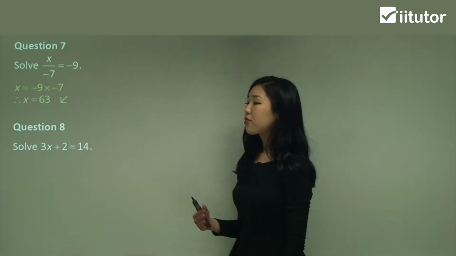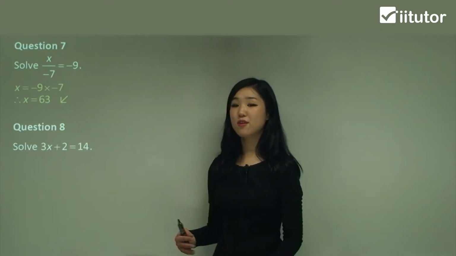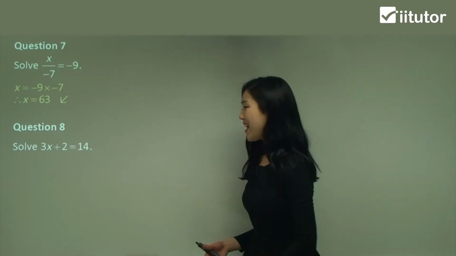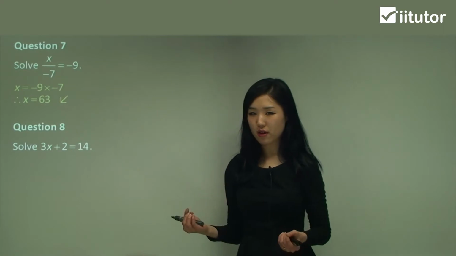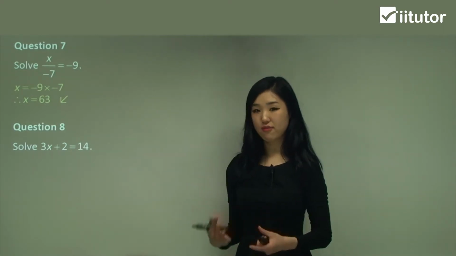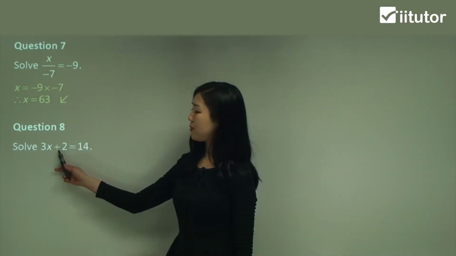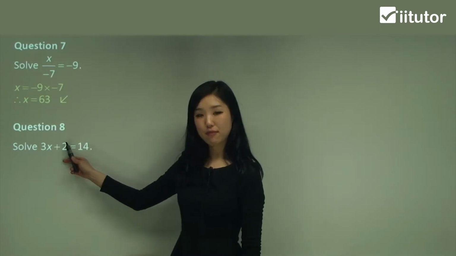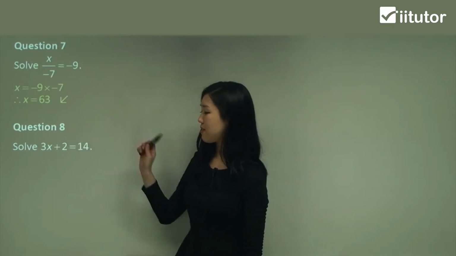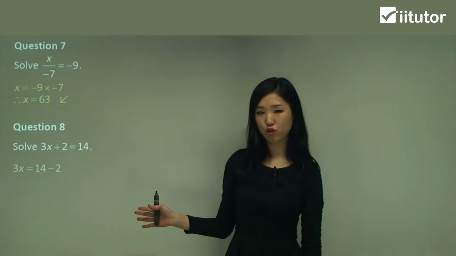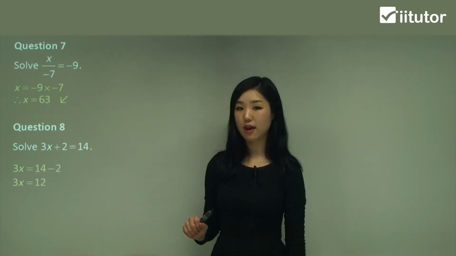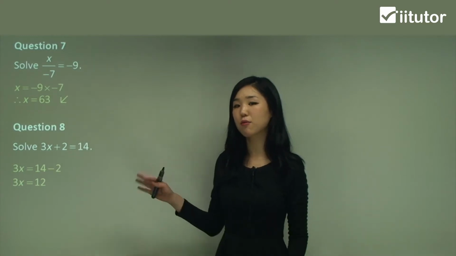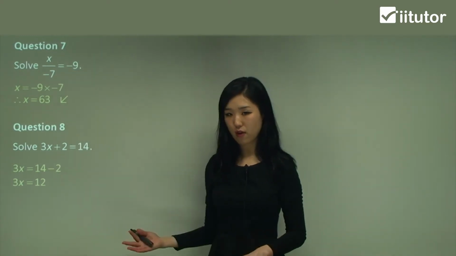Now 8. 3x plus 2 is 14, so it's getting a little bit longer. Now, I'm going to start off by doing any of the adding and subtraction first. So see how we have plus 2? I want to get rid of that first. So I'm going to move that to the other side by subtracting 2 from 14. So I'll have 3x is 12. Okay, so I got rid of that first. So always try to get rid of the negatives or positives first.